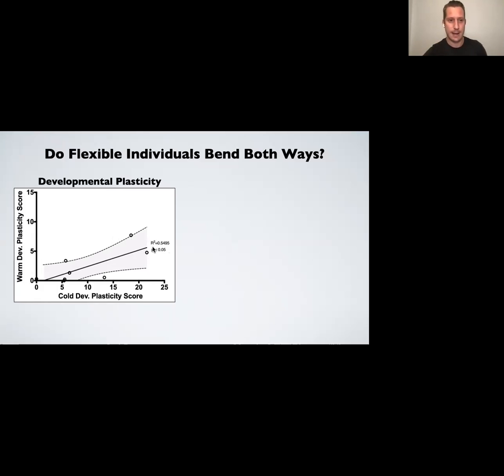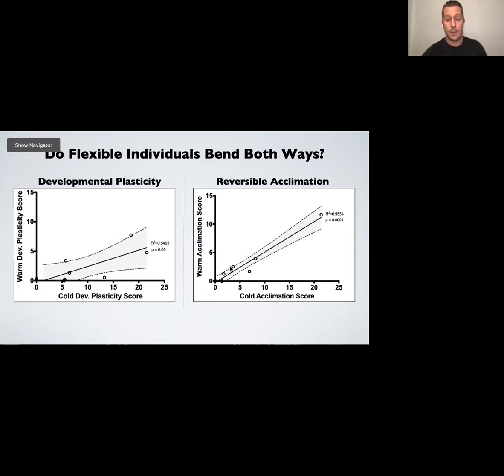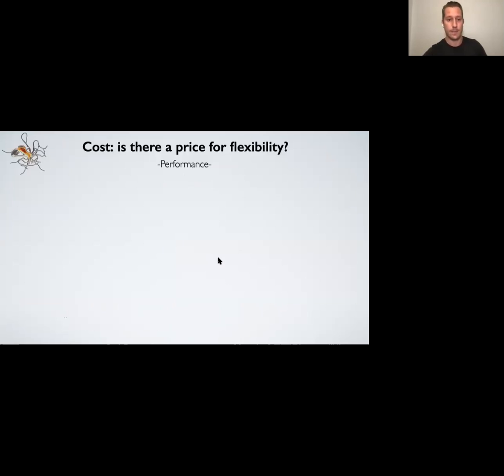So take that in the context of the experimental design to this point. In terms of reversible acclimation, we see with the sample size of 8 this really nice trend, arguably driven by this one data point over here. But there's evidence that individuals that are good at cold acclimating are equally good at warm acclimating. So it does appear that plastic individuals bend both ways in response to temperature in this system.